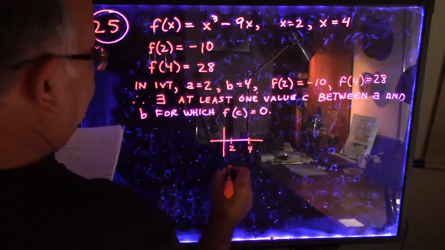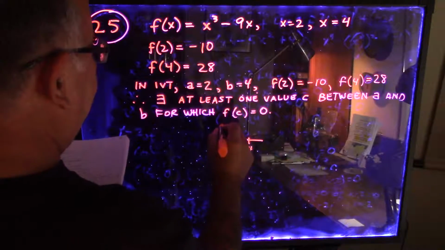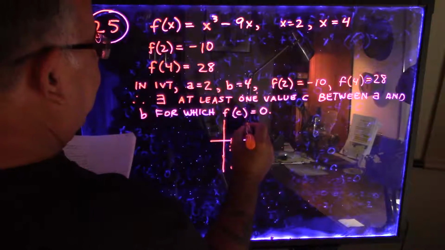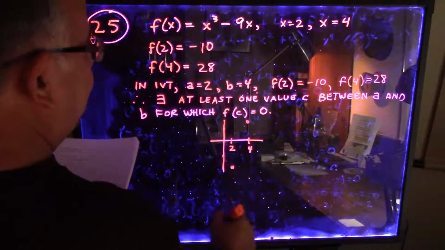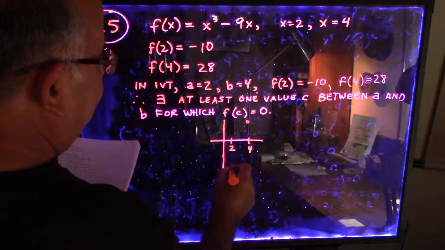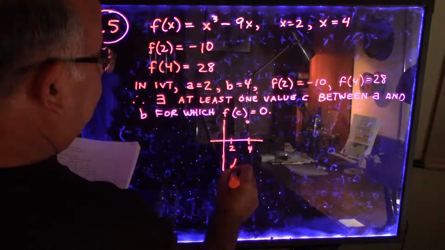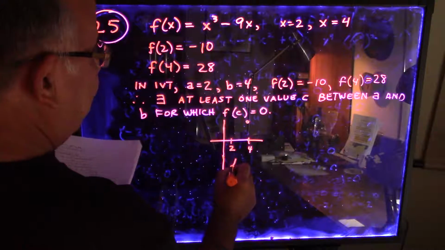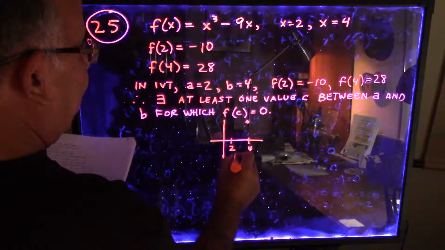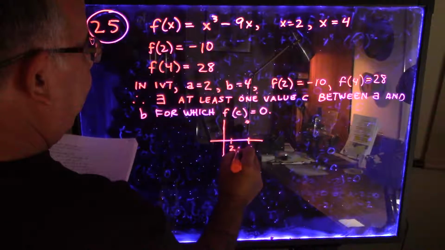F of 2 is below the x-axis, down here at negative 10. And I'm running out of space, so I'm going to make this a really bad sketch. F of 4 is positive 28, so it's up here, above the x-axis. So the intermediate value theorem tells us that in order for the function f to get from here below the x-axis to here above the x-axis, it has to cross the x-axis in at least one point somewhere between 2 and 4.